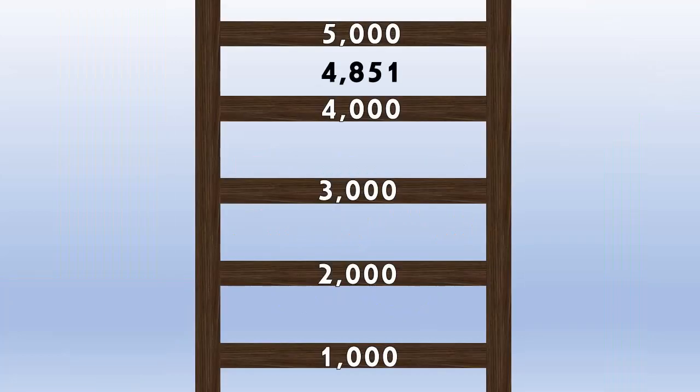Now that you have done these, you are ready for an even bigger number. Ready? Let's say we want to round 4,851 to the nearest 1,000. So we will count by thousands. The round number on the step below is 4,000, and the round number on the step above is 5,000.